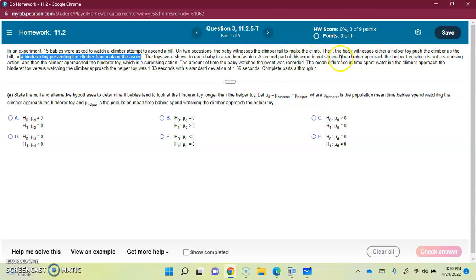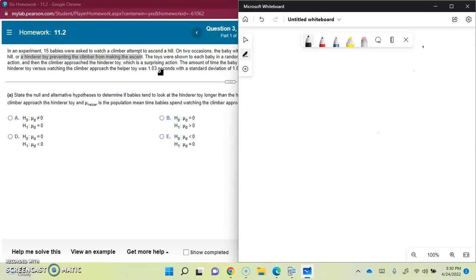A second part of the experiment showed that the climber approaches the helper toy, which is not a surprising action. Then the climber approached the hinderer toy, which is a surprising action. The amount of time the baby watched the event was recorded. The mean difference in time spent watching the climber approach the hinderer toy versus watching the climber approach the helper toy was 1.03. So for the sample, the mean difference was 1.03 seconds and the standard deviation was 1.89.